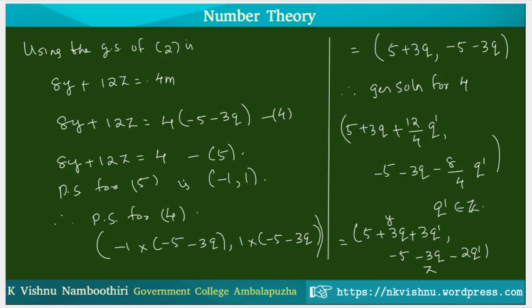Just see what we did here. We know that 8 into minus 1 plus 12 into 1 is equal to 4. So to get minus 5 minus 3q, we multiplied that 1 with minus 5 minus 3q, and the minus 1 with minus 5 minus 3q. So we got the complete solution like this.